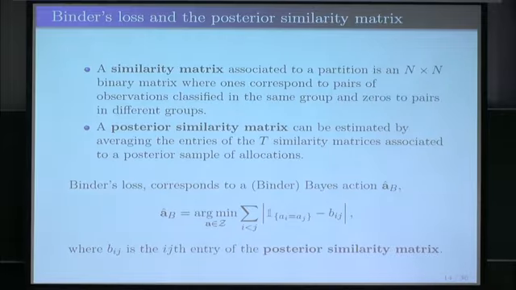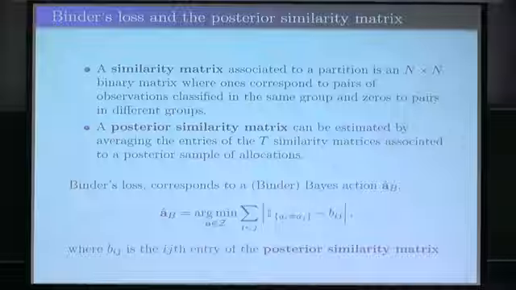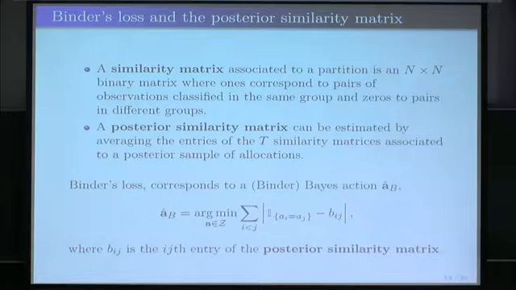So a similarity matrix associated to a partition is a capital N by capital N matrix. N is the number of observations in the data set. And the matrix has a 1 where two observations are classed in the same group, and it has 0 otherwise. A posterior similarity matrix is one where the ij entry is the probability that observations i and j belong to the same cluster or group.